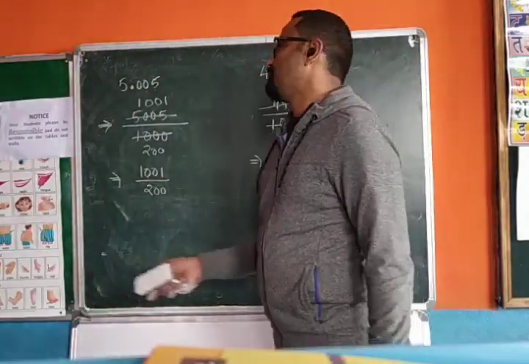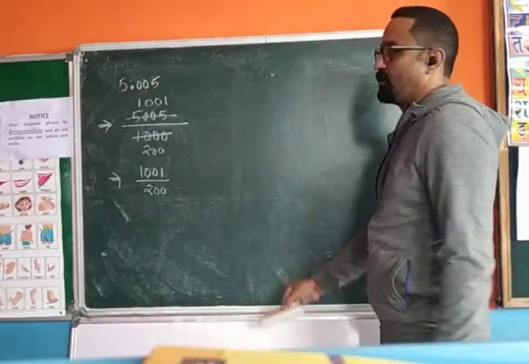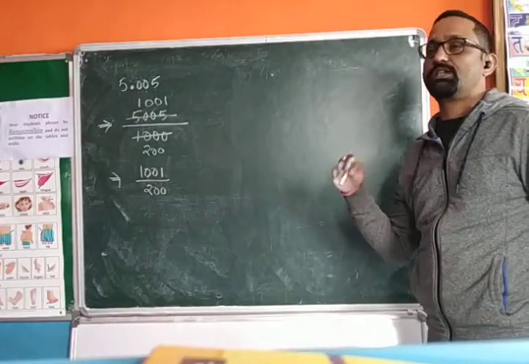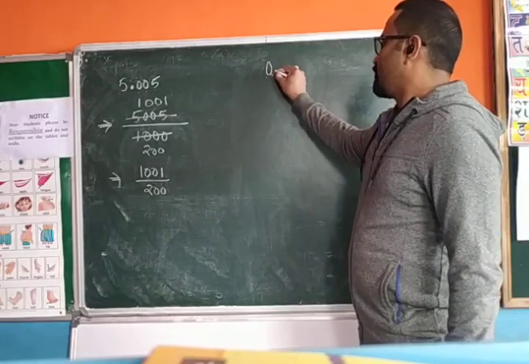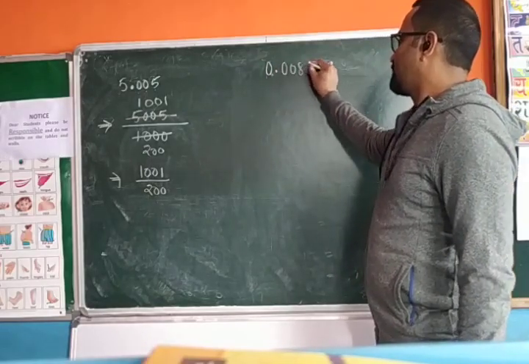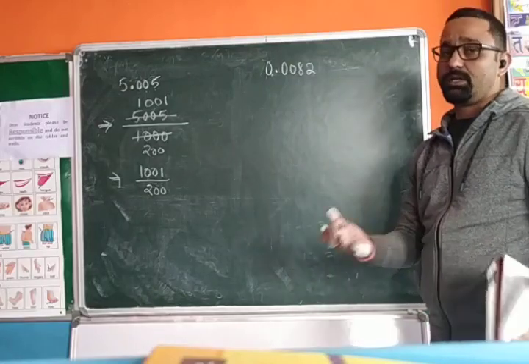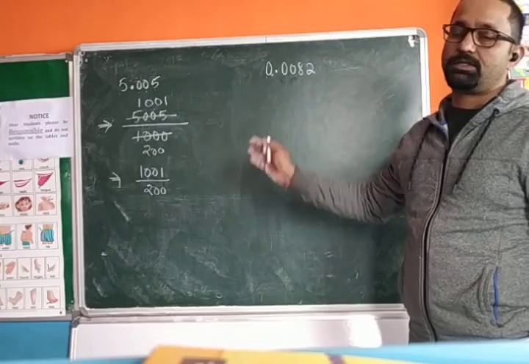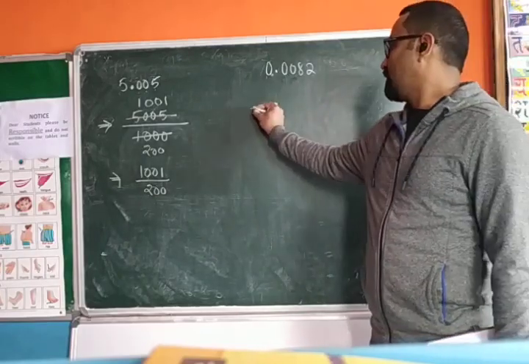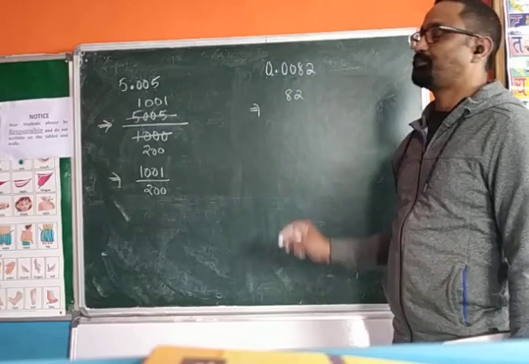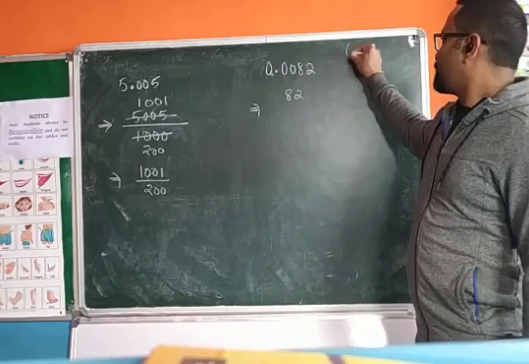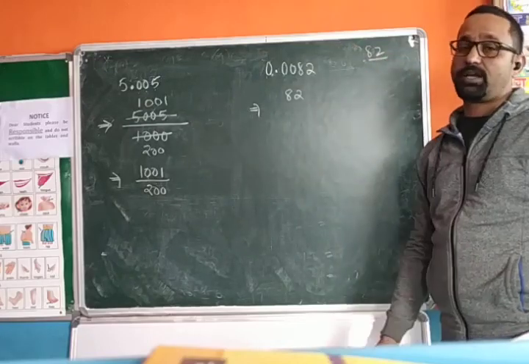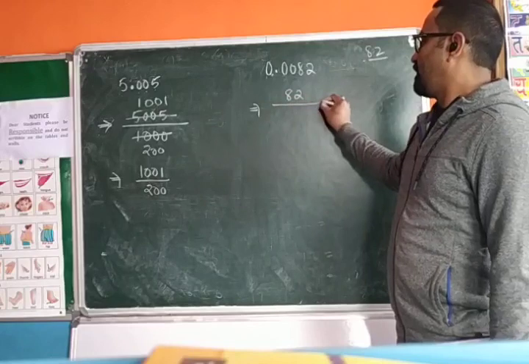Let's take one more example. Conversion of a decimal fraction into a fraction and bring it to the lowest form. 0.0082. Similarly, these zeros, when we write them at the numerator, don't have any significance. So we just write 82. 0082 means 82. These zeros do not have any significance.